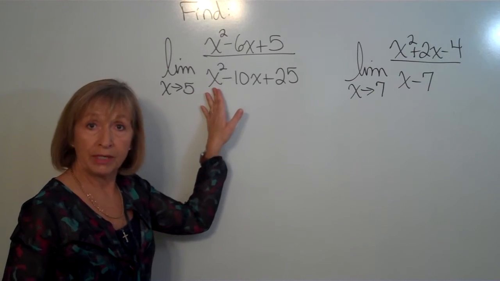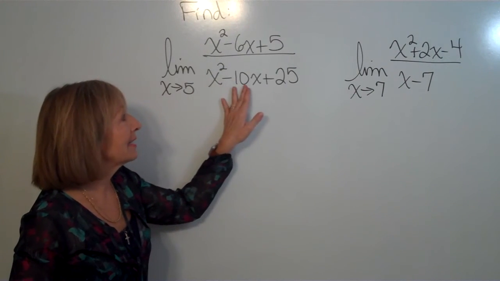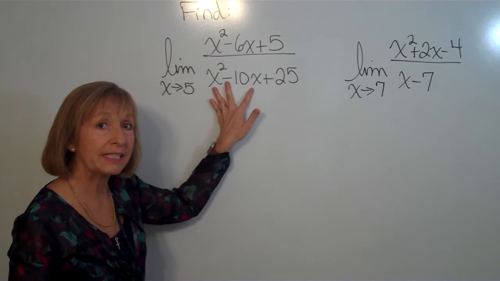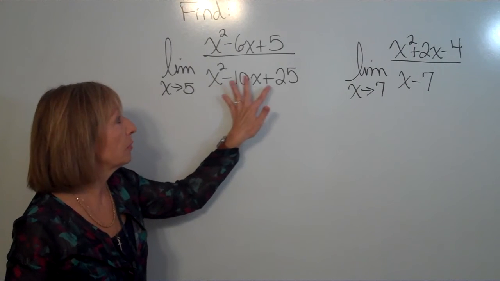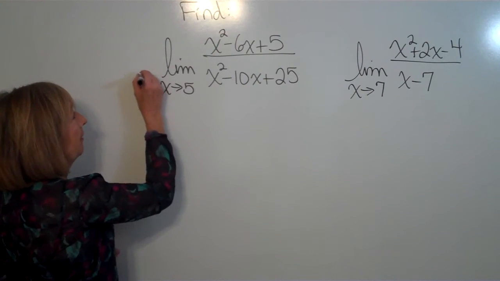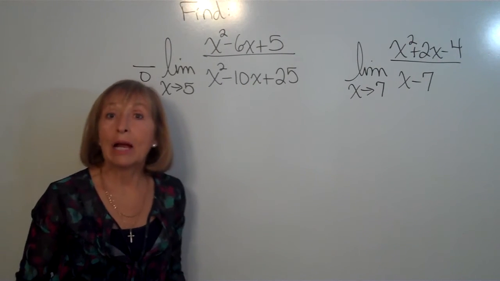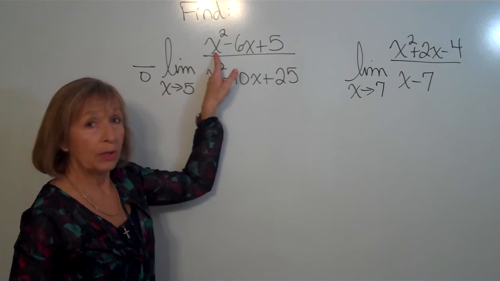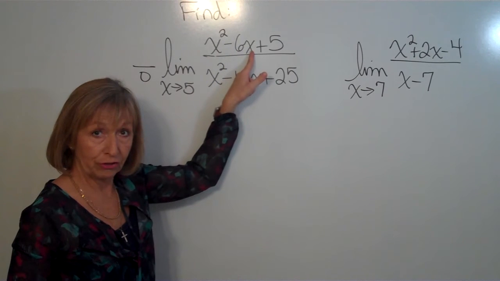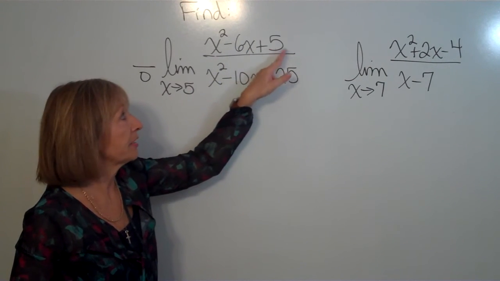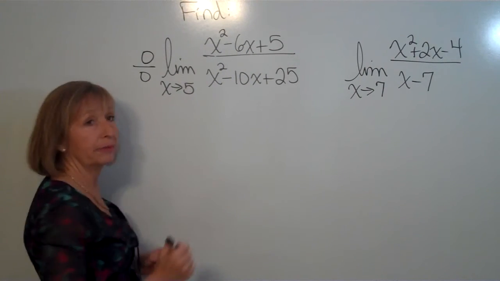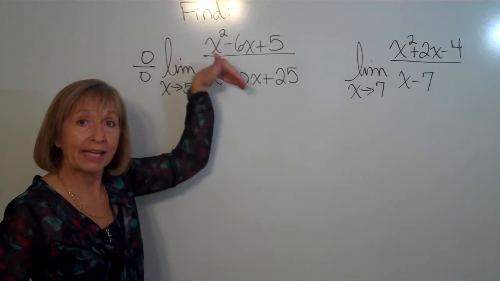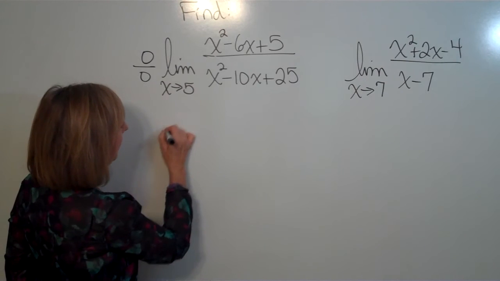So 5 squared is 25, minus 10 times 5 is minus 50, so 25 subtract 50 is negative 25, plus 25 gives me a 0 in the denominator. Now what happens when you run the 5 through the numerator? Well, that's going to be 25 minus 30, so that's a negative 5 plus 5 gives me a 0 in the numerator. And that tells me that x minus 5 is a factor of both the numerator and the denominator.